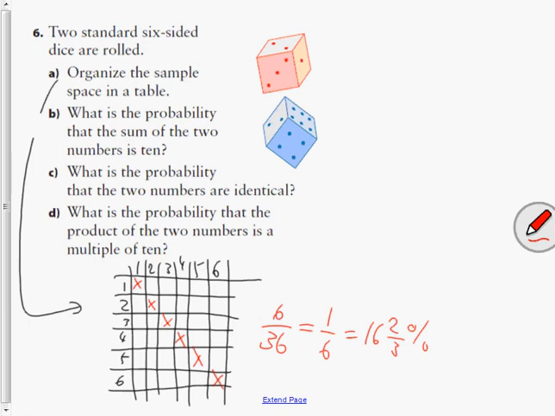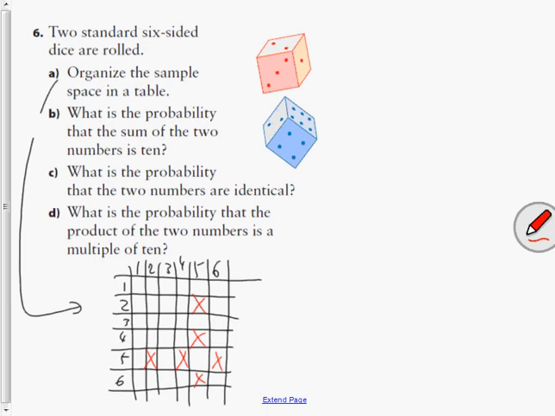For the third one, what's the probability that the product of the 2 numbers is a multiple of 10? For that one, multiplying 2 numbers together to get 10 or a multiple of 10: 2 times 5 is 10, and 4 times 5 is 20, and 6 times 5 is 30. I think that's it. Is that all of them? Oh, no, right there, 5 times 2 is 10. So those are all of the different numbers on 2 dice that when you multiply them together give you a multiple of 10.